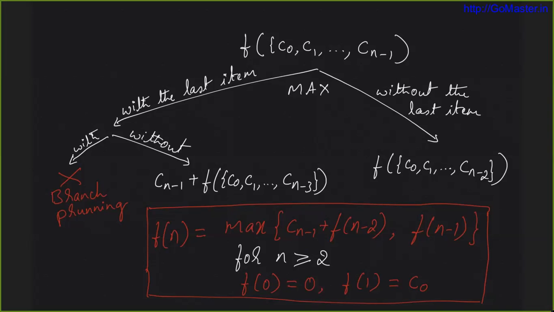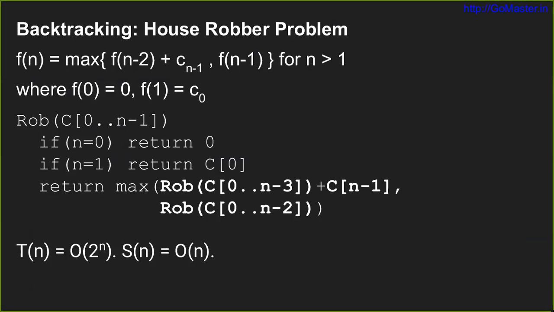So implementing it as it is, it's what is called a backtracking solution. Strictly it is not, but it kind of resembles the backtracking solution. So it is just implementing as it is. See, rob of this whole array: if n equal to 0 or 1, these are the base cases we have seen. Otherwise, we are going to solve these two subproblems and take the best of those two, right?